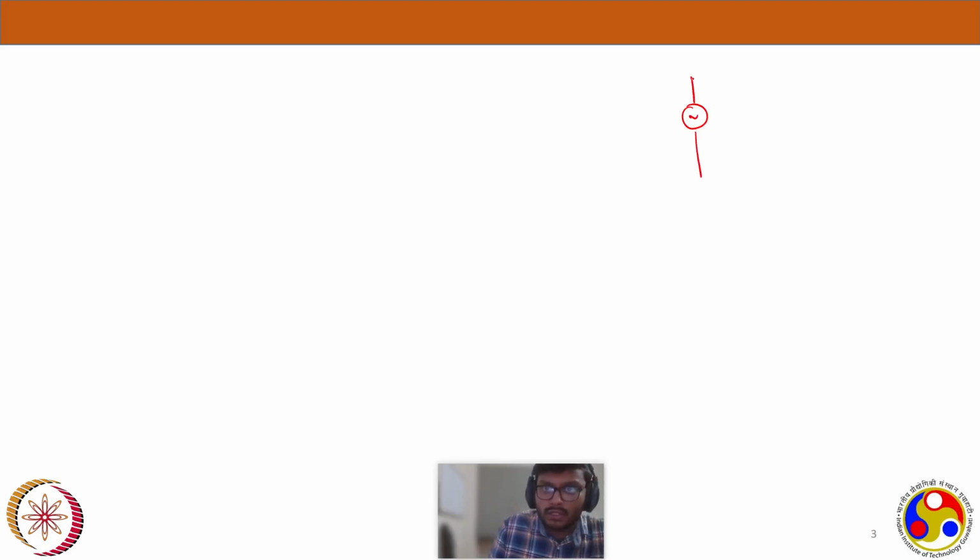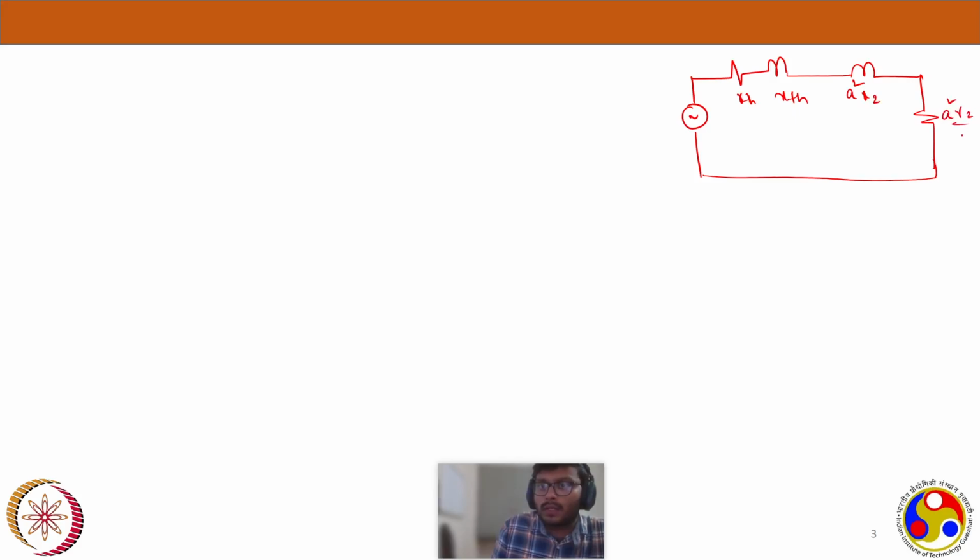Once again, for calculation purposes, I'm just redrawing our circuit. So this is VTH, this is RTH, XTH, and then the rotor side reactance A square X2 and rotor side resistance A square R2 by S. This is the stator side, this is the air gap, and this is VTH.